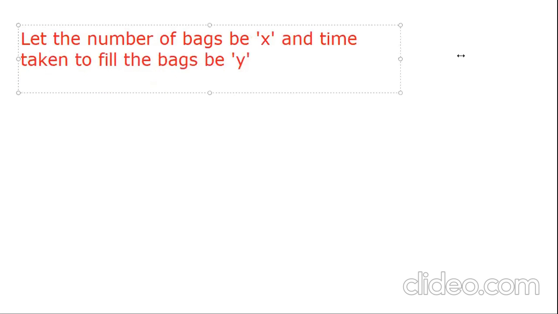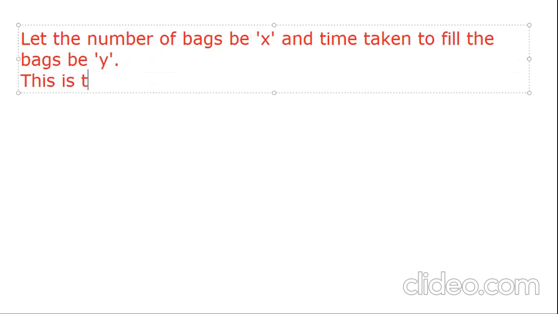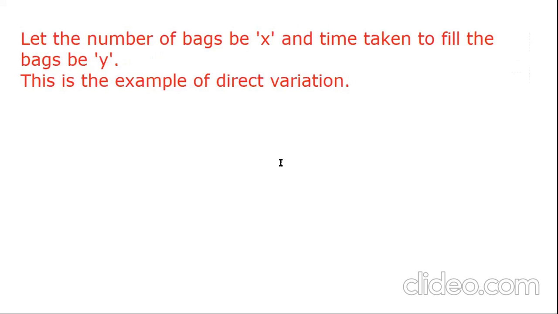So now tell me, this is the example of what we have already seen. This is the example of direct variation, right? Therefore, you can write here x is directly proportional to y. That means x upon y is equal to k, where k is the constant of variation.